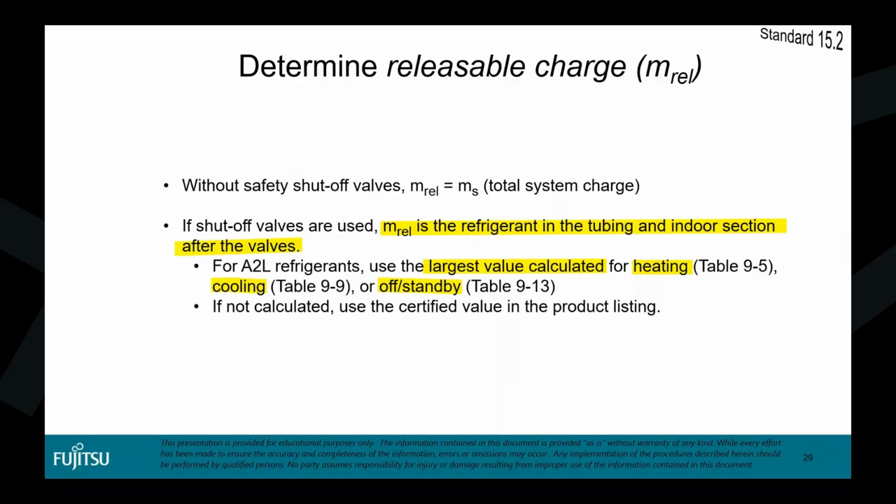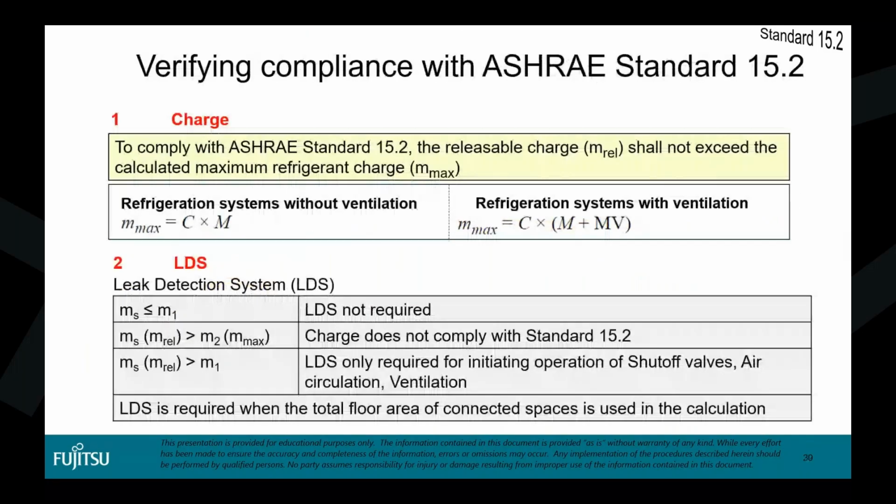So now we have discussed how you calculate the max, what the actual system charge is. So let's see if we comply. Let's look at the charge first. If MREL, the amount you have in the system, is below M max, then we comply. Then we're good. And you remember those formulas, I put them in there. There are two different ways to look at it, with and without ventilation, with and without circulation. So just compare those two numbers.